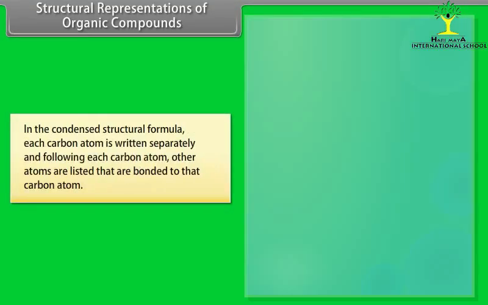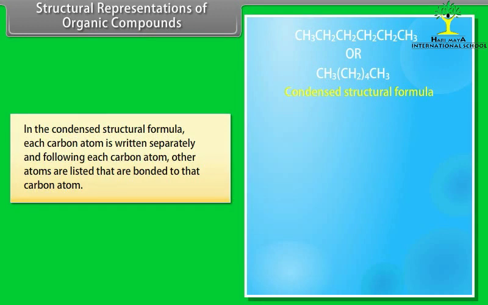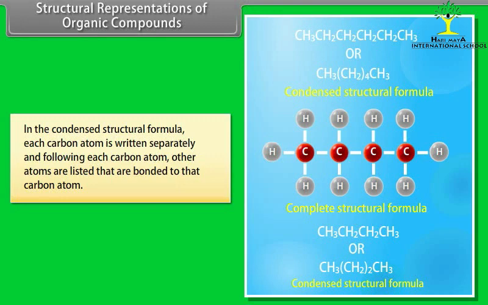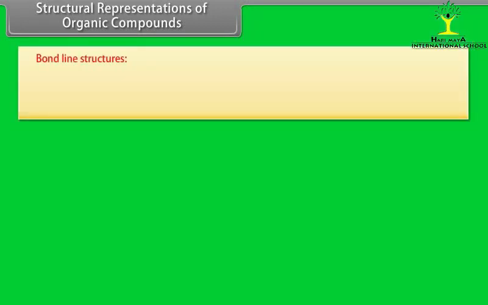Structural representations of organic compounds. In the condensed structural formula, each carbon atom is written separately and following each carbon atom, other atoms are listed that are bonded to that carbon atom. For example, complete structural formula. Its condensed structural formula can be written as follows.